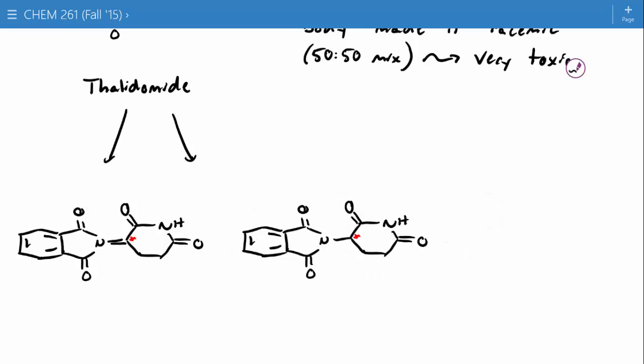All right. So one version had a wedge here, and in the other one that ring was pointed back into the page. So when it was digested, even though it was sold as one of these, the body converted it into both of these, which was toxic. So it's a neat point in history, although a sad one.